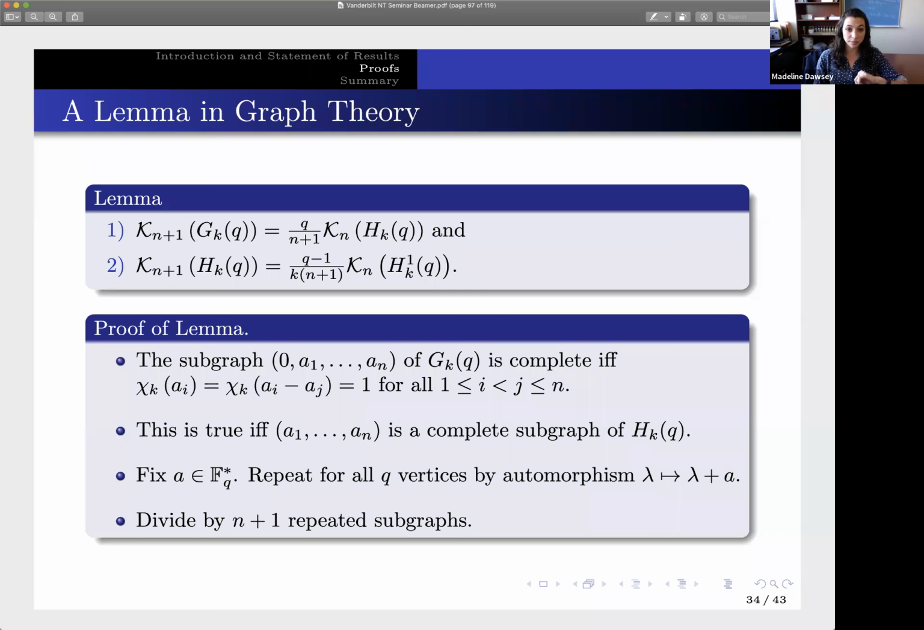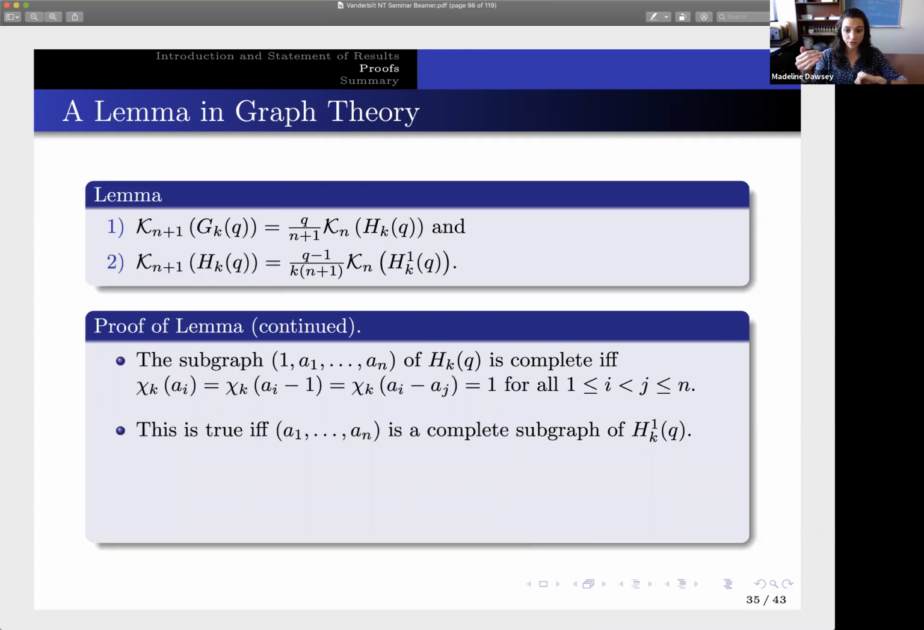And then you can do a really similar thing for HK of Q down to HK1 of Q. If you take the subgraph with 1 and then n other vertices, that's complete if and only if we're in HK of Q, meaning each thing itself is a quadratic residue. All their differences have to be quadratic residues because it's complete. And then they're connected to 1. So if you subtract 1, you should still get a kth power residue when you subtract 1. So then again, if you pluck out that vertex at 1 and you leave the rest of it, that's a complete subgraph of HK1 of Q.